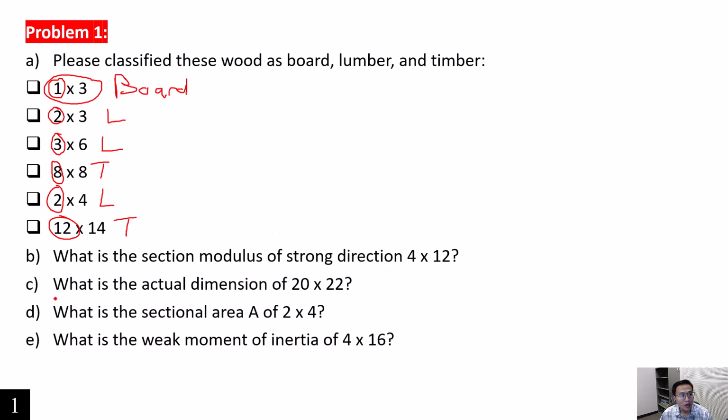Now, let's take a look at problem B over here. What is the section modulus of the strong direction of 4 by 12? As we discussed in the notes, we have strong direction and weak direction for any kind of wood. The strong direction is the one that has the higher section modulus, similar to steel in the last lectures. To answer this question, you need to use the American Wood Council reference.